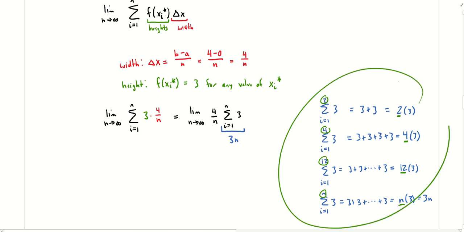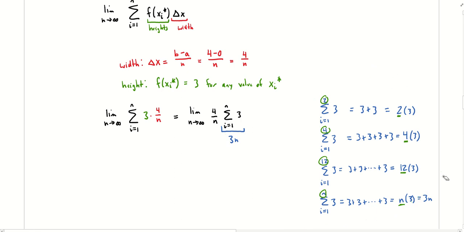This is something you may have seen before in other math courses, maybe not. Again, if you haven't, don't worry too much about it. For now, just think of the sum from i equals 1 to n of 3 as 3 times n, which means our limit is now the limit as n goes to infinity of 4 over n times 3n.